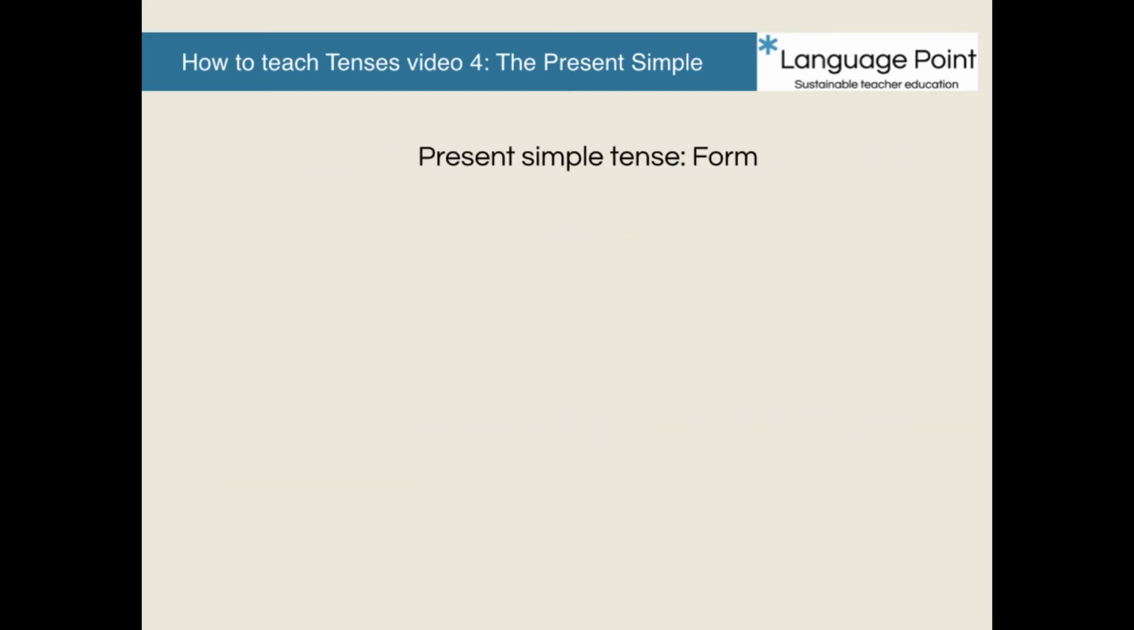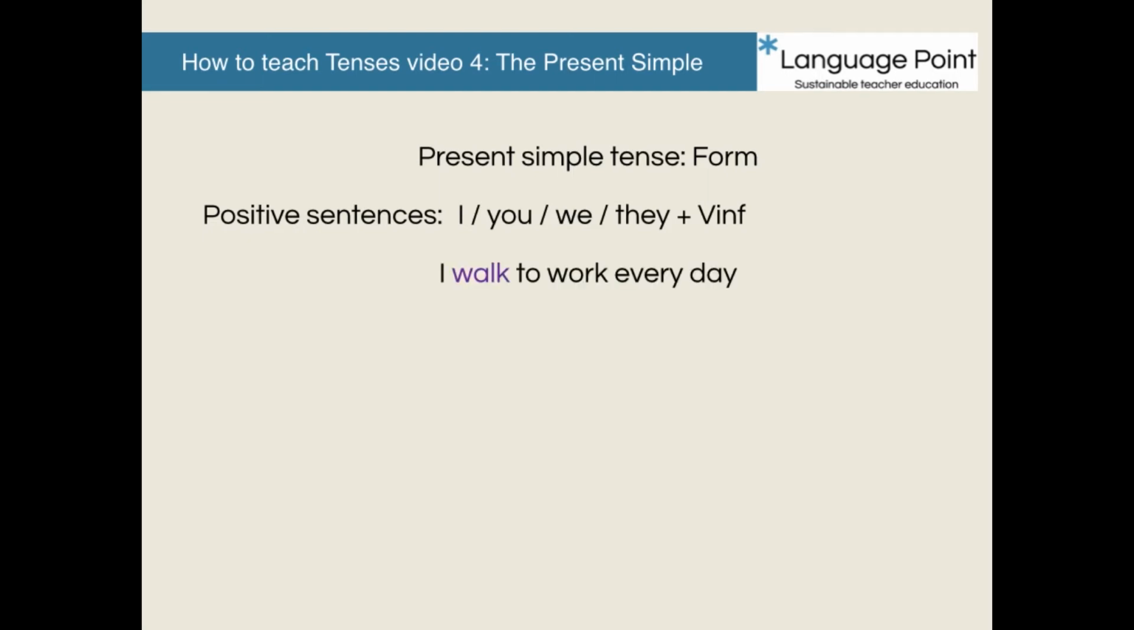Right, so let's look at the form of the present simple tense. Although it's called a simple tense, that doesn't mean the grammar is particularly simple, and it can cause some of the biggest problems, the most persistent problems for learners, even though it has a relatively easy set of grammar rules to follow. So let's look at positive sentences first. In positive present simple sentences, when we use the pronouns I, you, we, or they, we simply use the infinitive form of the verb. For example, I walk to work every day, you walk to work every day, we walk to work every day, or they walk to work every day.